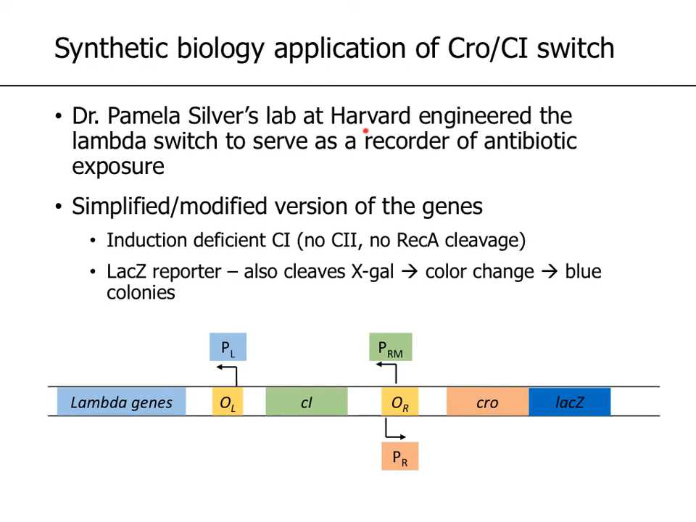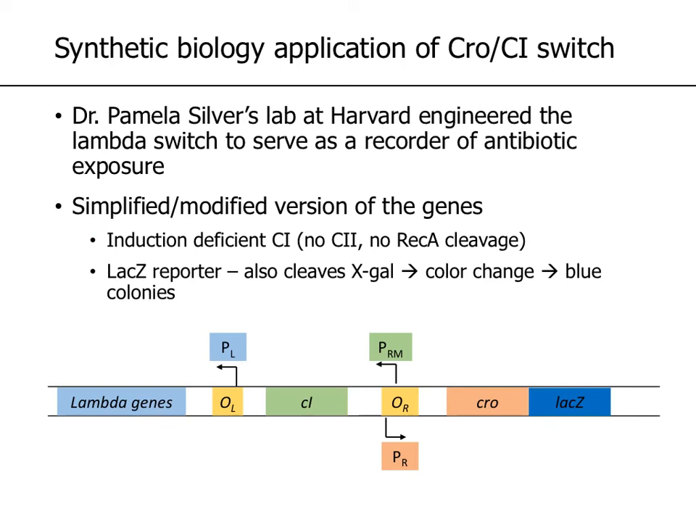Dr. Pam Silver is a synthetic biology researcher at Harvard. Because of this research, I almost did my postdoc in her lab. I was very close to deciding. It was between this one and the lab that I actually did my postdoc in. But it was because of this research article that your book talks about.